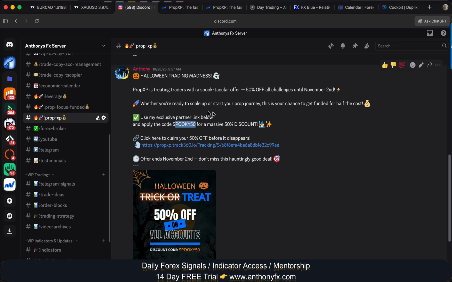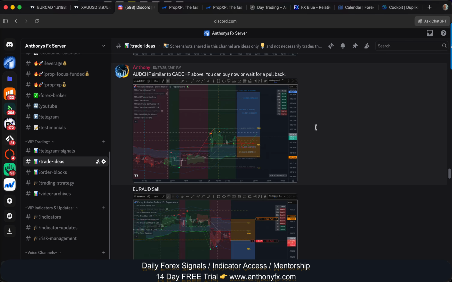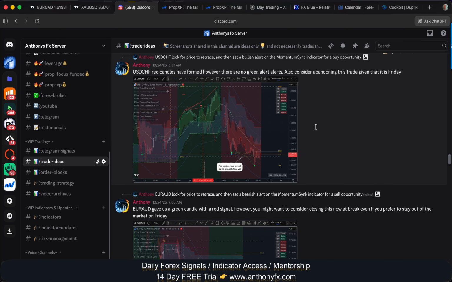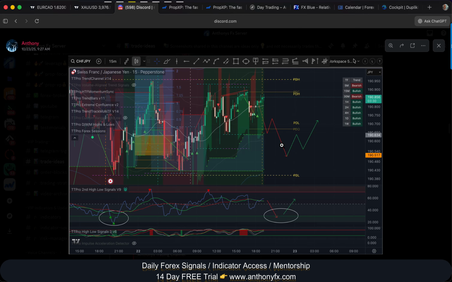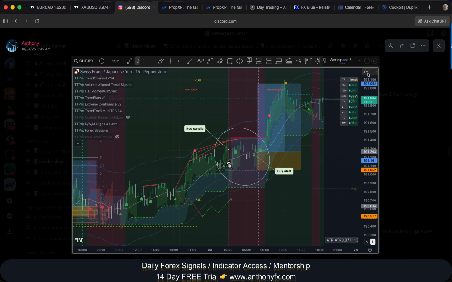Use our signals. Now here's the rest of the signals. They're in here. In this channel, we are having a high success rate with these. And this is as easy as paint by numbers. If you watch my other videos, you'll see what I mean. Instructions: wait for the candles to turn red. Look for a green signal on the momentum sync. Wait for it to turn red. Look for the green signal. Swissy yen. Okay, there it is. Candle turned red. Take the next green signal. I don't think we've had a loss with these signals. Some of them have broken even, either because it trends sideways and we let it go, or it trends. And every time, the trend has been correct.